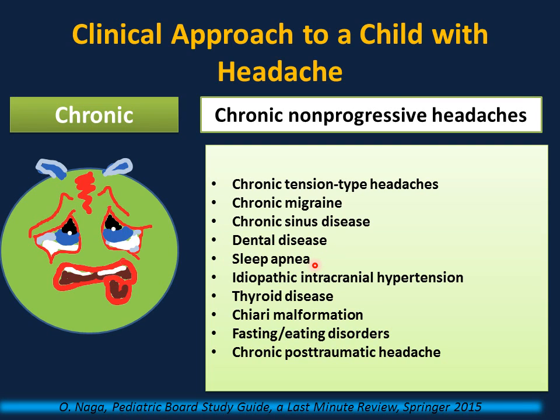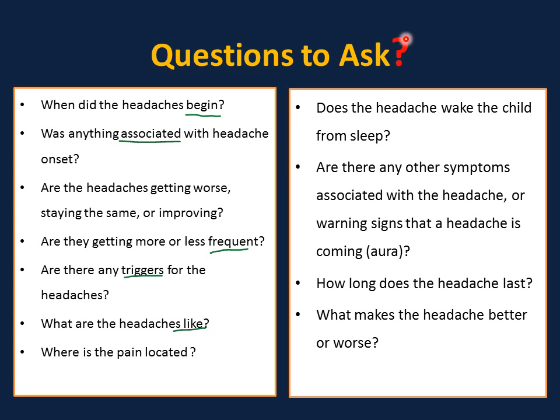Sleep apnea: ask about snoring or difficulty breathing at night. Idiopathic intracranial hypertension or pseudotumor cerebri, thyroid disease, Chiari malformation, fasting and eating disorders. Very important to ask about nutrition and eating habits. Chronic post-traumatic headache can be easily obtained from the history. History is the most critical part in the diagnosis of headaches in pediatrics.